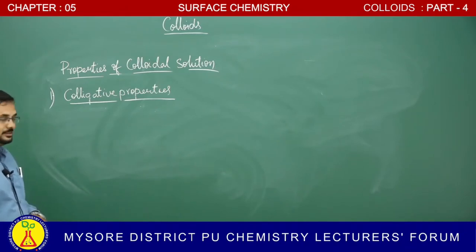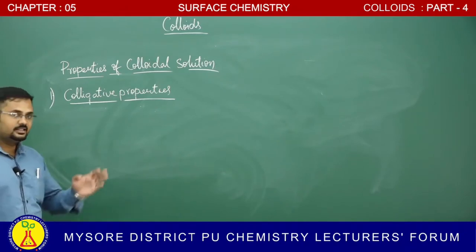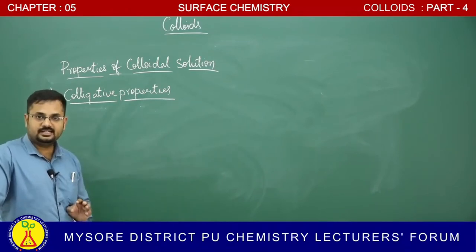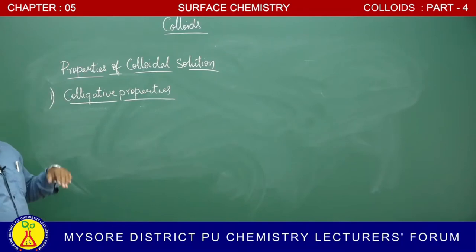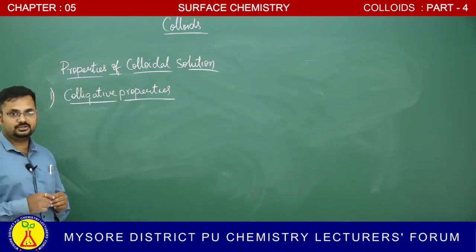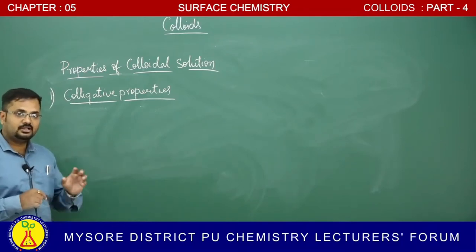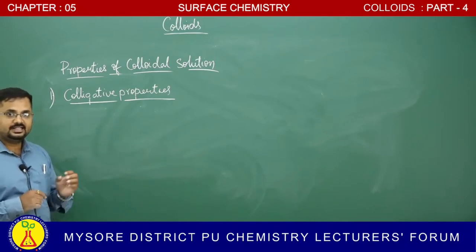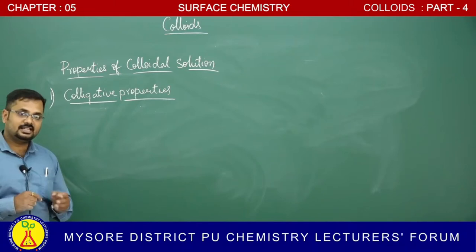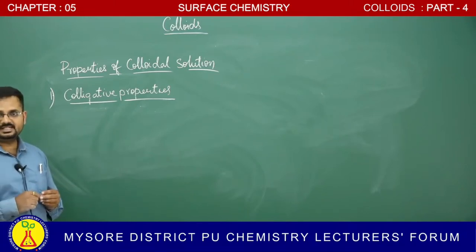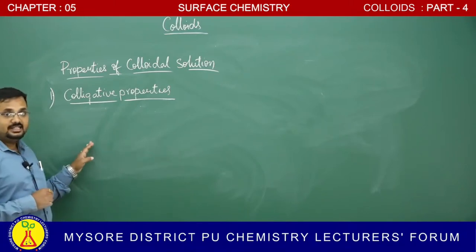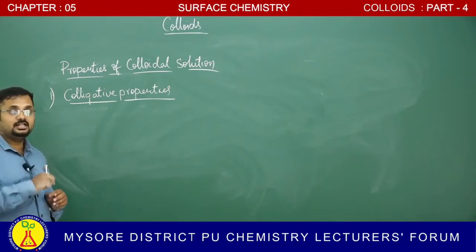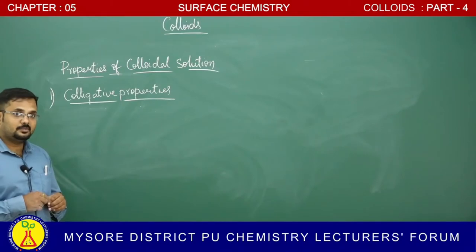How is it related to colligative properties? Here we are studying true solutions as well as colloidal solutions. So what about the size of the particles of colloidal solution compared to true solutions? Compared to true solutions, the colloidal particle size is larger. Is it right? So for that reason, we have to look at colligative properties compared to true solution. What about the colligative properties? What are the colligative properties you have studied?